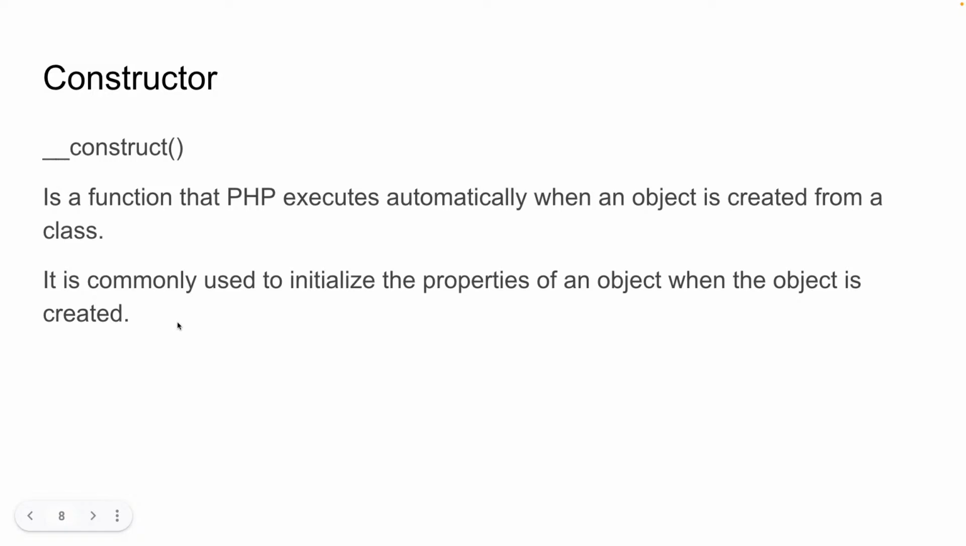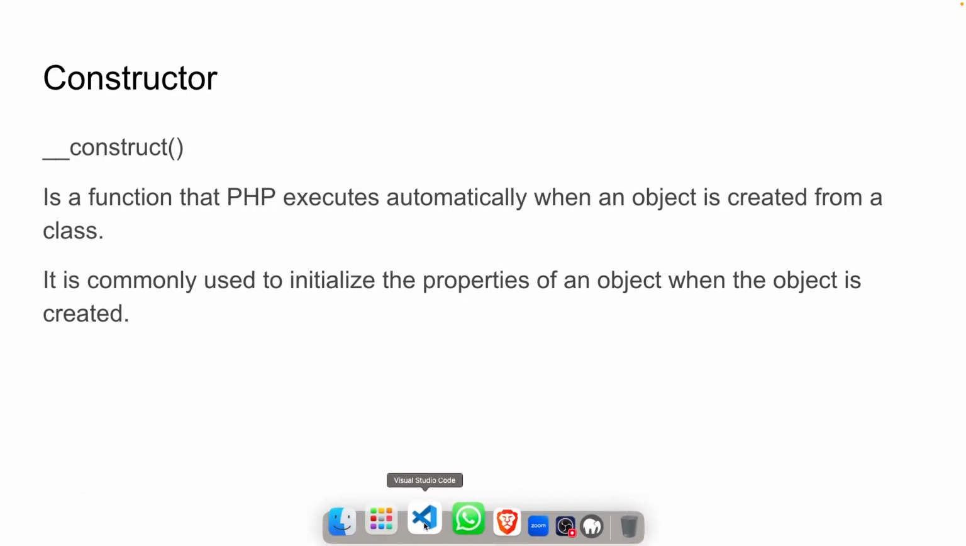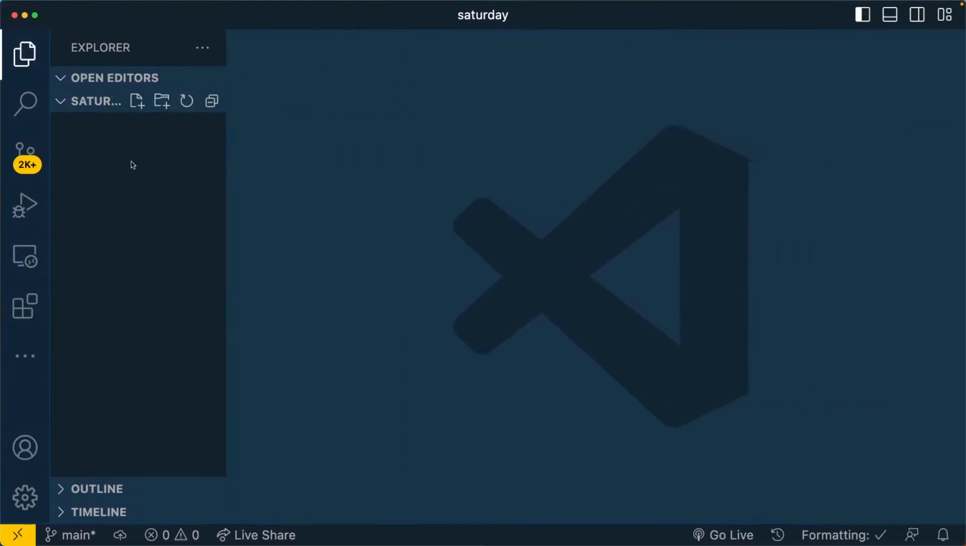So today we are looking at another concept which is known as constructor, and we are saying that a constructor is a method in a class that gets executed automatically when an instance is created from a class. So it is commonly used to initialize the properties of an object when the object is created. So I would like us to take a look at some code so that we understand this properly.